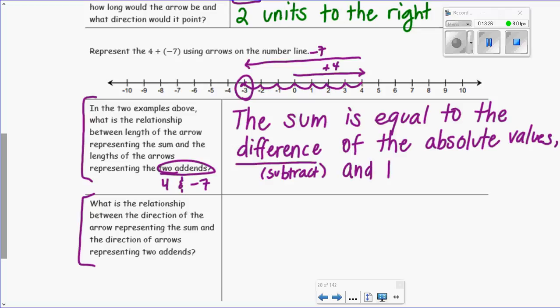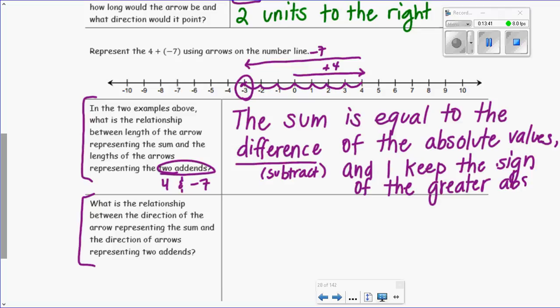and I keep the sign of the greater absolute value. All that means is which arrow is longer.